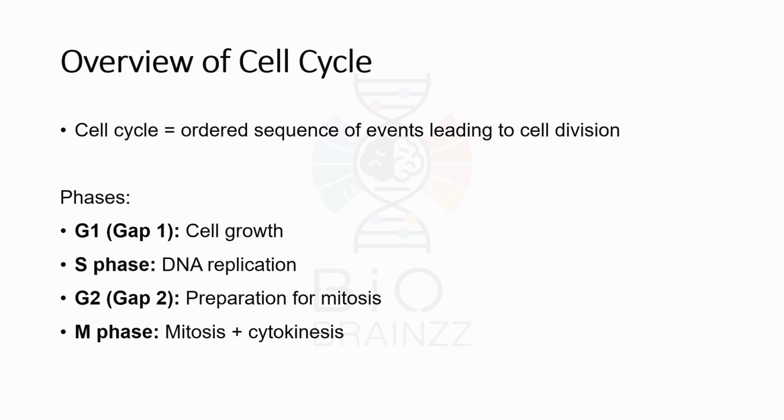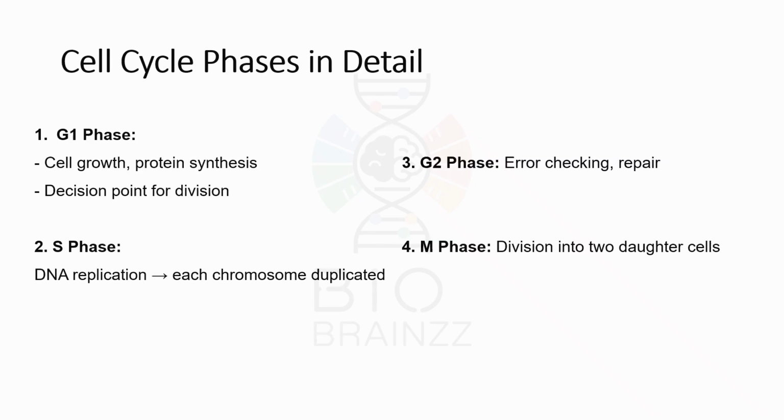G1 phase, where the cell grows. S phase, where DNA replication happens. G2 phase, where the cell prepares for division. And M phase, which includes mitosis and cytokinesis. You should remember the sequence very clearly because many MCQs are based on the order and function of these phases.